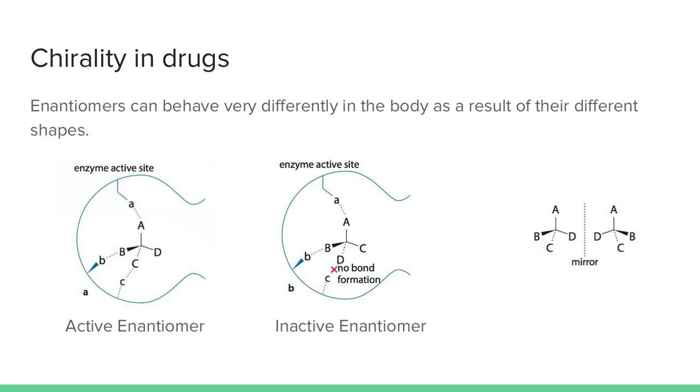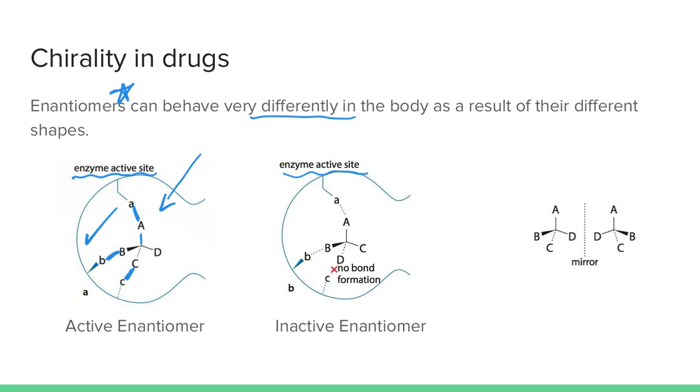In terms of chirality in drugs, what's really neat is enantiomers can behave very differently in the body as a result of their different shapes. For example, if we take the enzyme active site here, and we have one enantiomer coming in and binding, the stereochemistry works so that A binds with A, B binds with B, and C binds with C. And that's the active enantiomer, and that's what needs to happen.